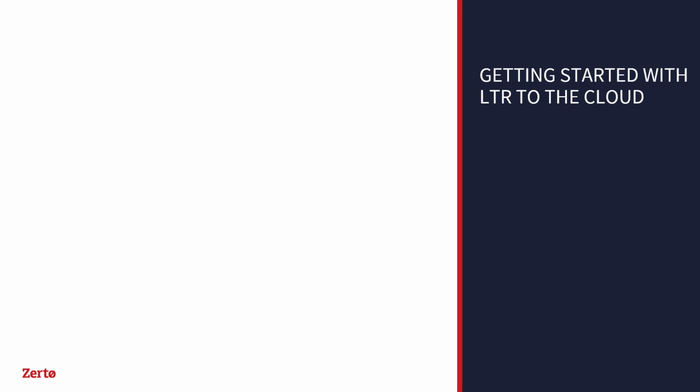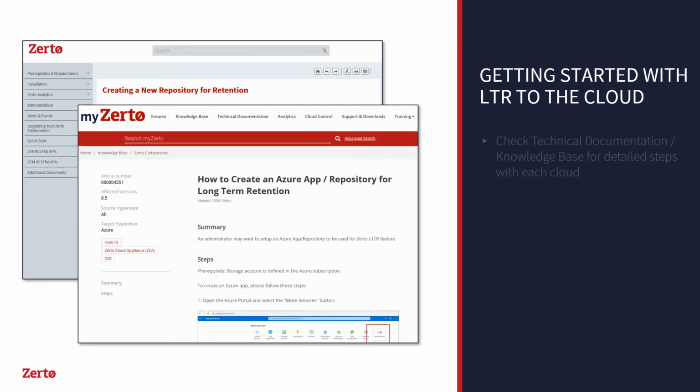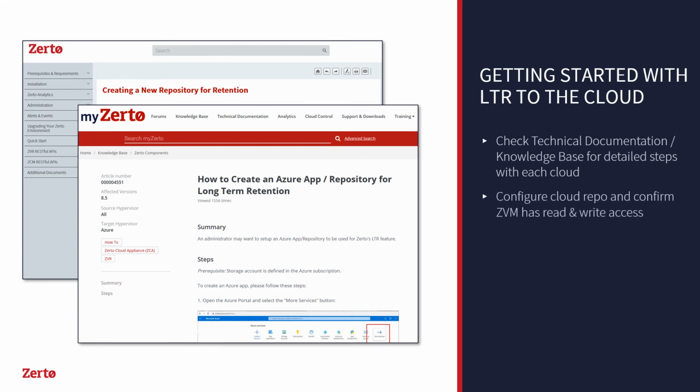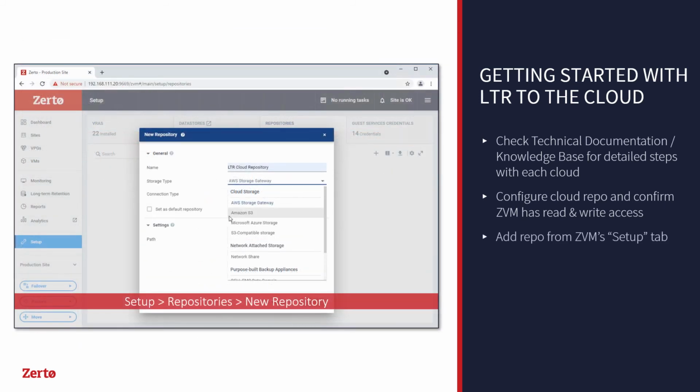Getting started with LTR to the cloud will differ slightly depending on which cloud is used, though Zerto's technical documentation on MyZerto includes step-by-step instructions for each. In all cases, the cloud repository must be configured first, including ensuring the Zerto Virtual Manager can access it before setting up that repository from within the Zerto GUI's Setup tab. You'll configure cloud tiering here as well, since tiering is defined on a per-repository basis, not per VPG.